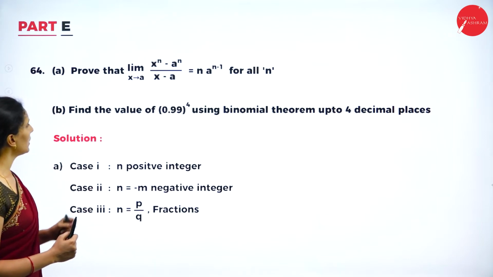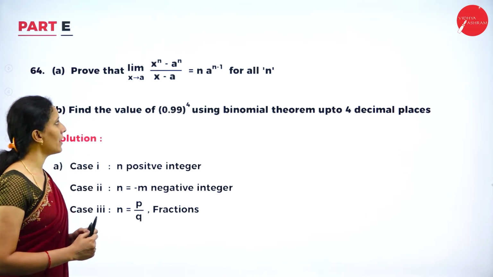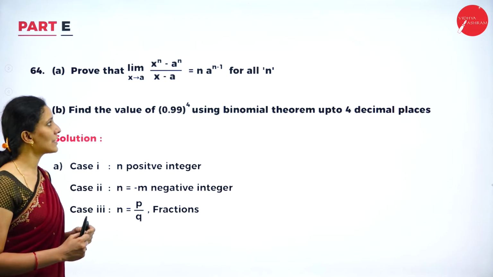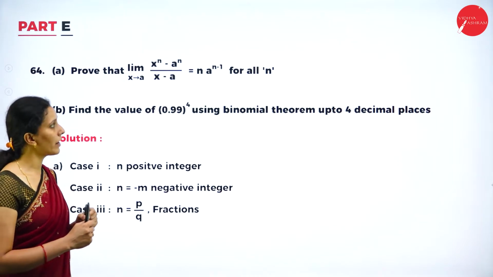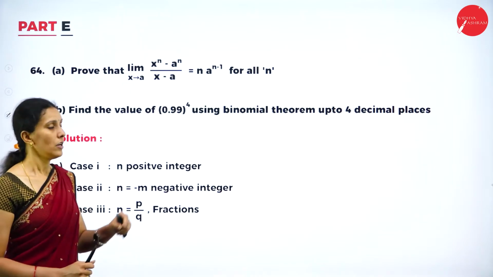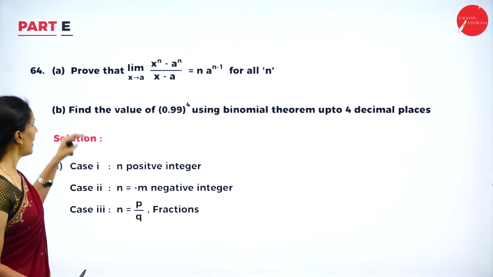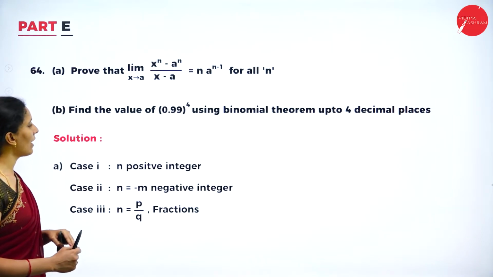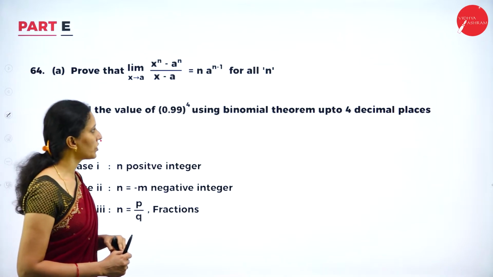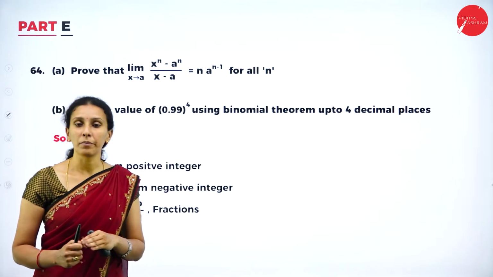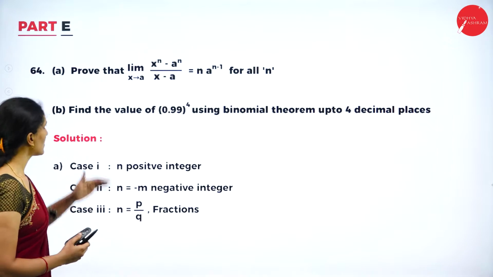So here, prove that limit x tends to a, x to the power n minus a to the power n over x minus a is equal to n into a to the power n minus 1 for all n. So here for this theorem, and the second question asked is find the value of 0.99 whole to the power 4 using binomial theorem up to 4 decimal places. Let us solve this question.